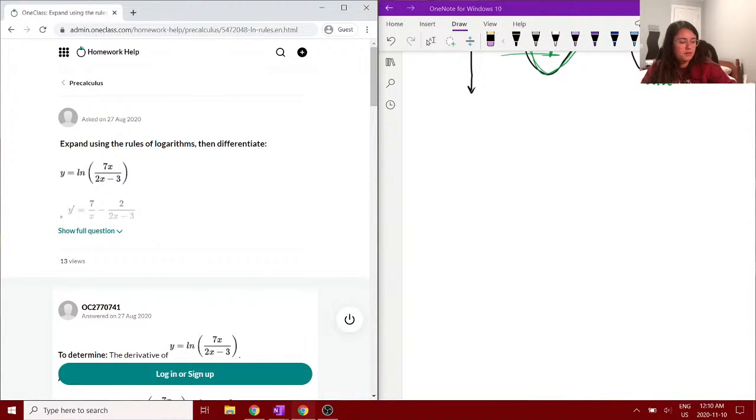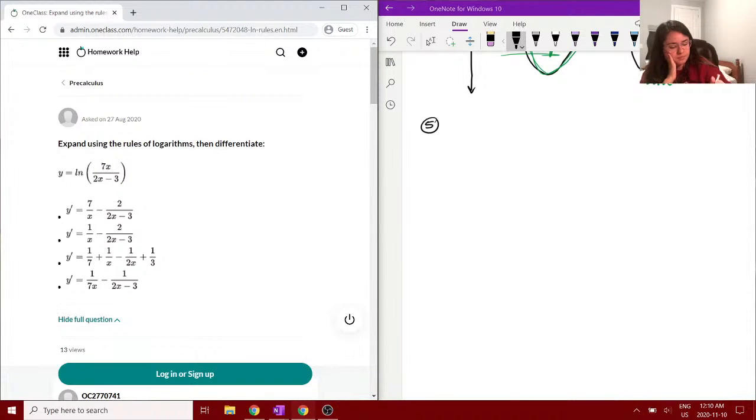All right, so our fifth question, back to black. The fifth question asks us to expand using the rules of logarithms, then differentiate. It's asking us specifically about y is equal to ln 7x divided by 2x minus 3.